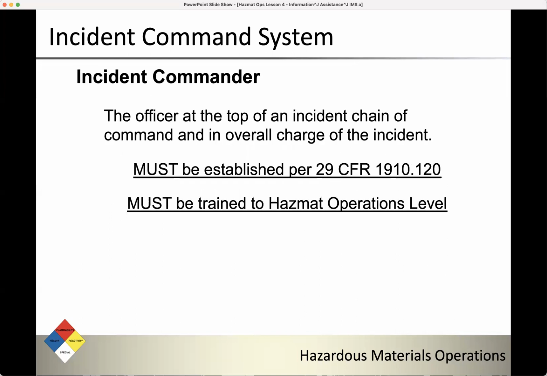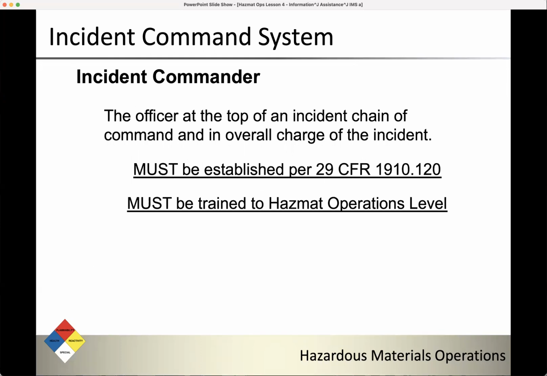So who is the incident commander? They're the officer at the top of an incident chain of command and in overall charge of the incident. Here's some important information here. The incident commander position must be established per 29 CFR 1910.120, HAZWOPER. HAZWOPER says you have to have an incident commander on a hazardous materials incident. Somebody has to be in charge.